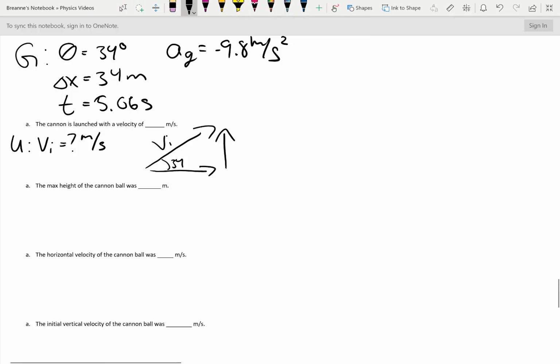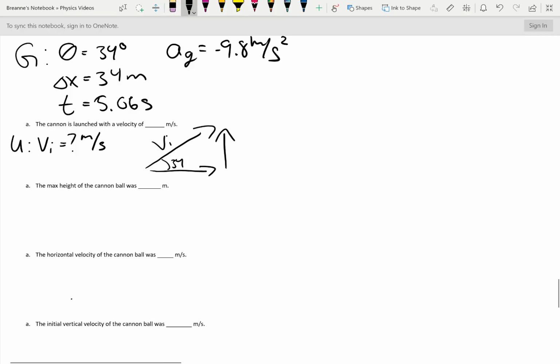Let's jump down to this question: the horizontal velocity of the cannonball. So we're going to redraw our triangle. Oh, no, not just quite yet. Please erase. There we go.